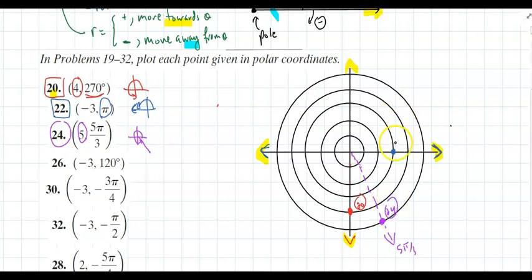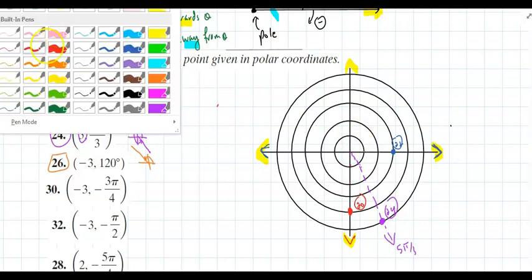This was number 22. And if I go for 26, rotate 120 degrees. Isn't 120 degrees right there? So I'll go to 120 degrees, and let me get that in.